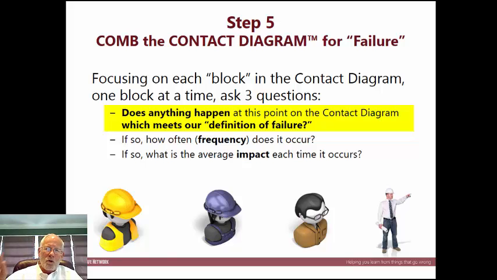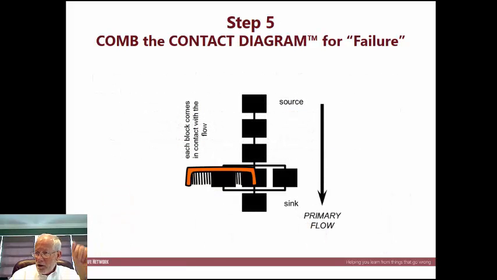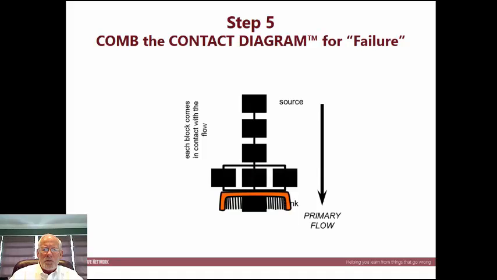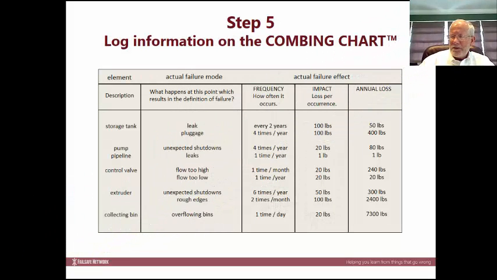It's easy now. Remember, what happens at this point that causes a loss of production? How often does it happen? And what is the average impact in terms of production loss each time it happens? Pulling the comb through each element on the contact diagram, one element at a time. So how do we log the information on this? Well, you either paper a wall and create this chart on the wall, or you can have a laptop ready and project something on a screen and type it in as you hear it. I like the paper version. It's easier for me. One element at a time.